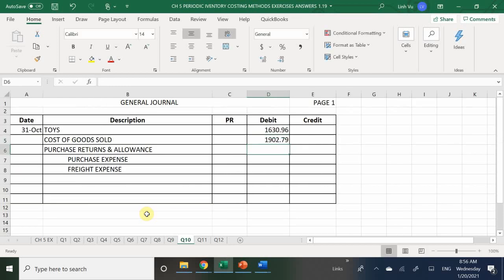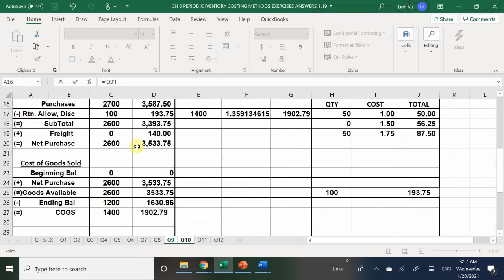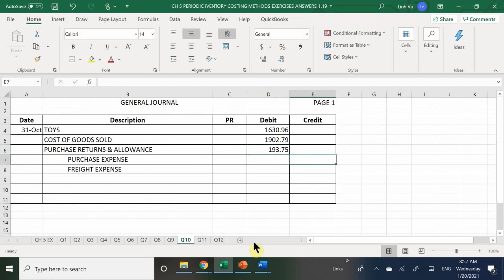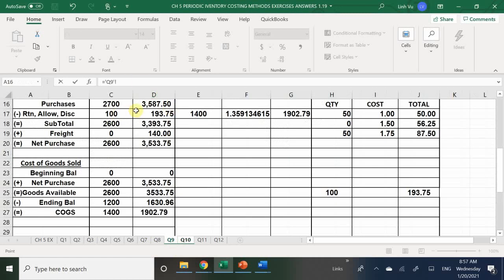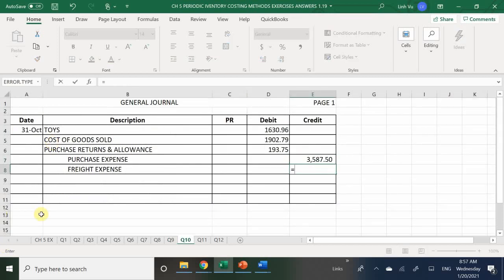1902.79. Good. All right. What was my total purchase returns and allowances? 193.75. Good. What was my total purchases? 3587.50. Yes. And then what was my total freight? 140. Yes, I believe so.